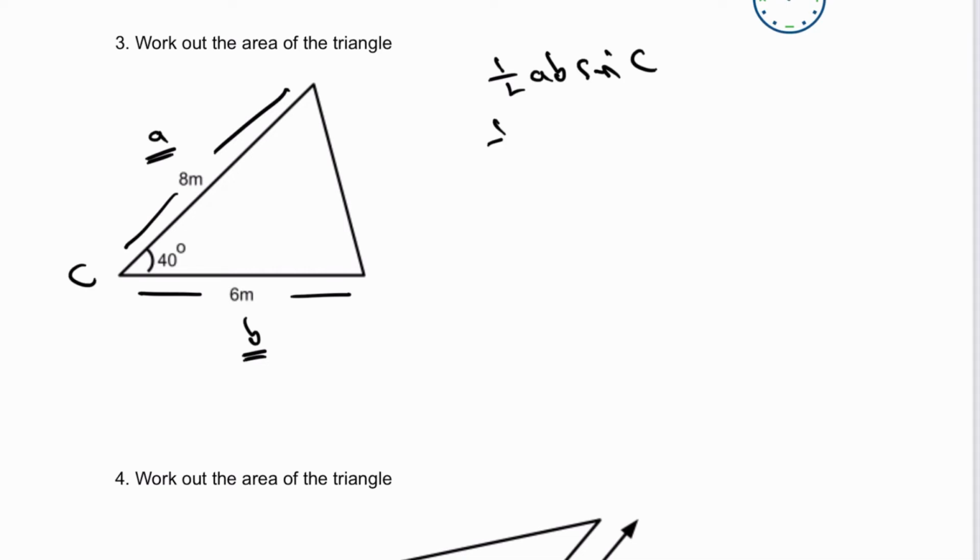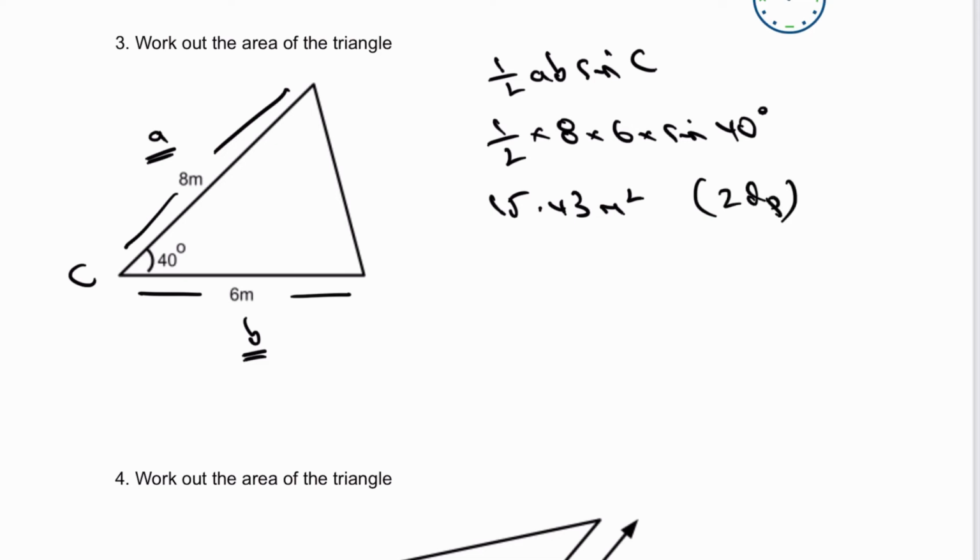So if we then use a scientific calculator and work out a half multiplied by 8 multiplied by 6 multiplied by the sine of 40 degrees, that will give us the area of this triangle, which is 15.43 meters squared, correct to 2 decimal places. Okay, so hopefully that's okay for you.